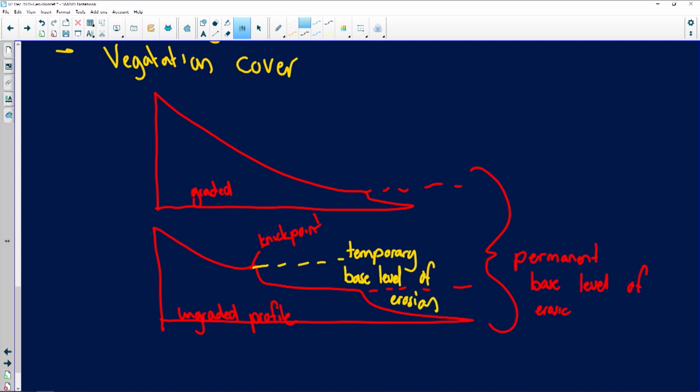Okay, now temporary base level of erosion might happen because of rejuvenation or river capture, or more volume of water has been added to the river.